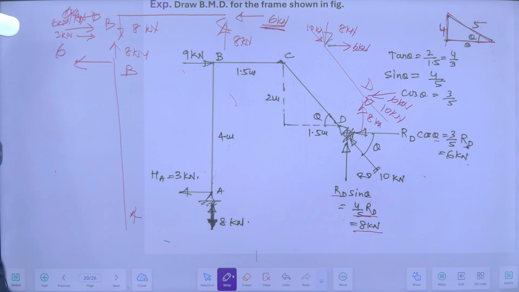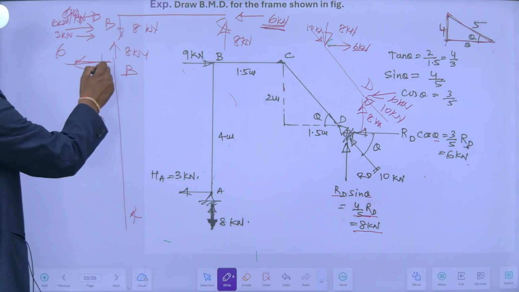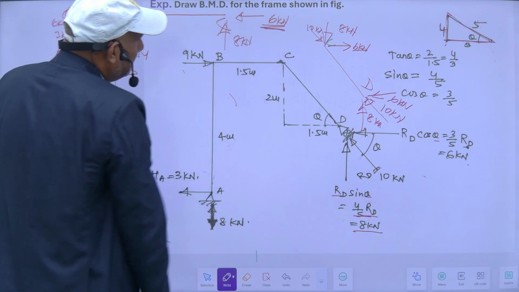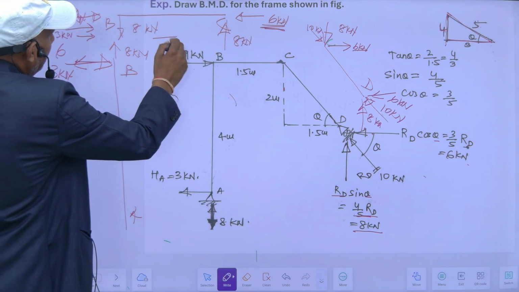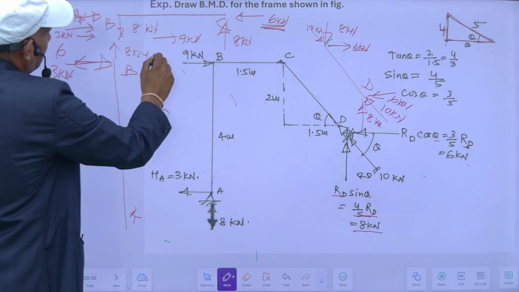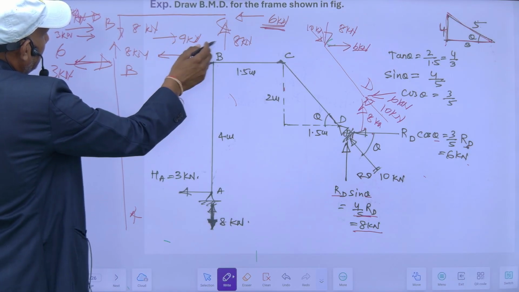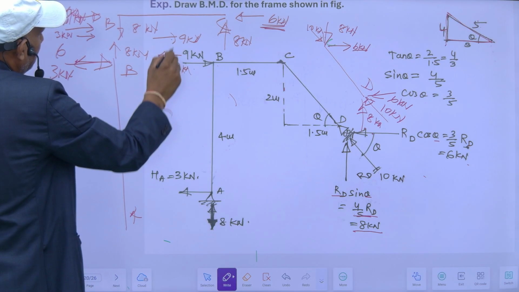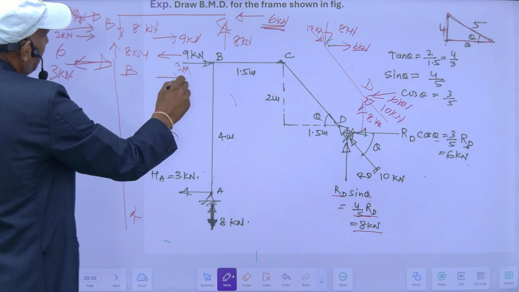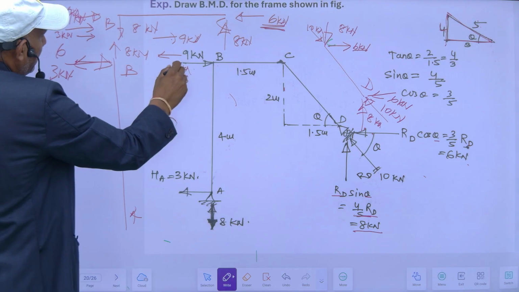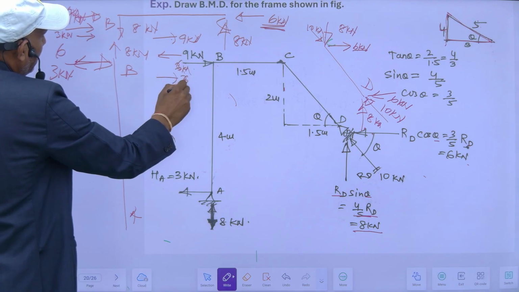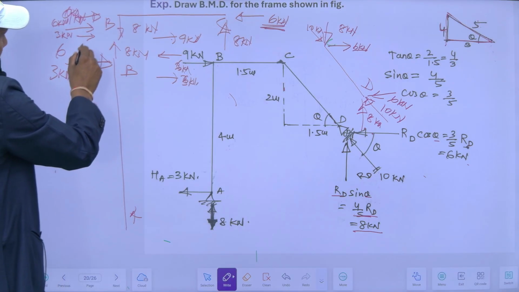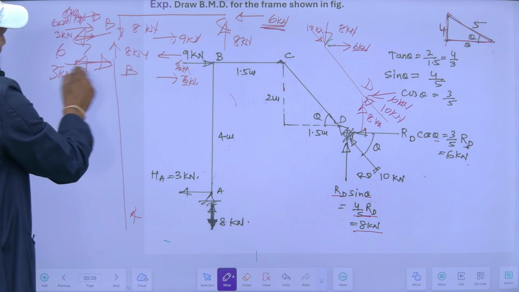So at this point, my net force will be in this direction, 3. So this will be 9 minus 6. 9 is acting here in this direction, and 6 is acting in these directions. So net force will be 9 minus 6. It will be 3 kilonewton. So it must be opposite to this here.